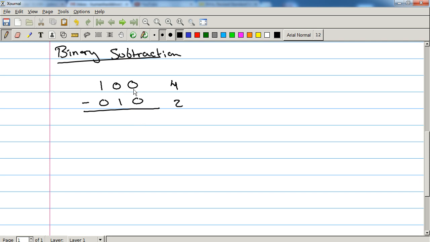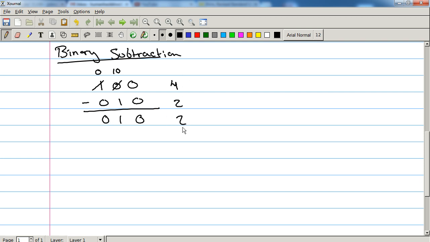And we'll do a subtraction. 0 minus 0 is 0. 0 minus 1 you can't do. So what do we have to do? We borrow. So this becomes a 0. This becomes a 2. 2 minus 1 is 1, and 0 minus 0 is 0, and there you have it.